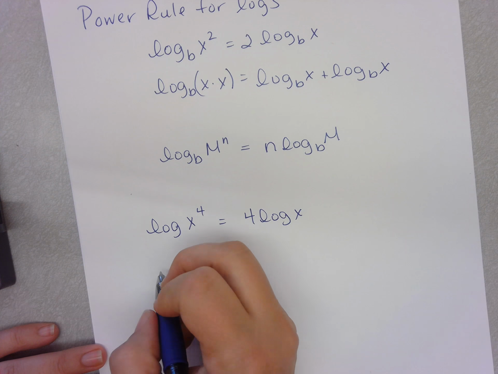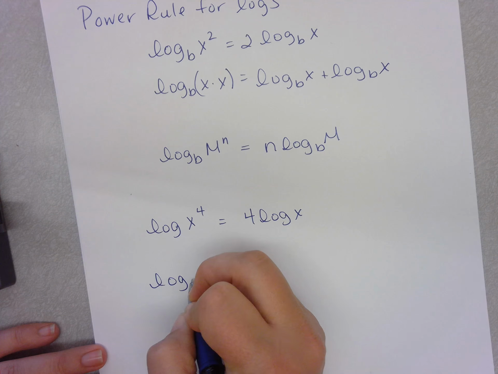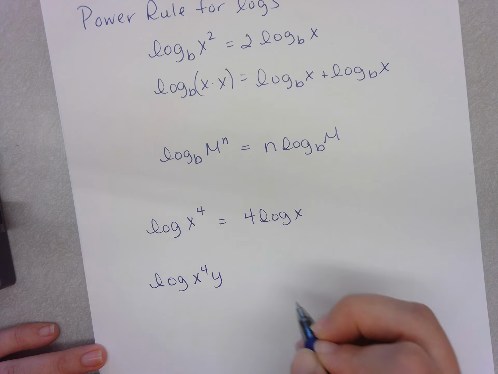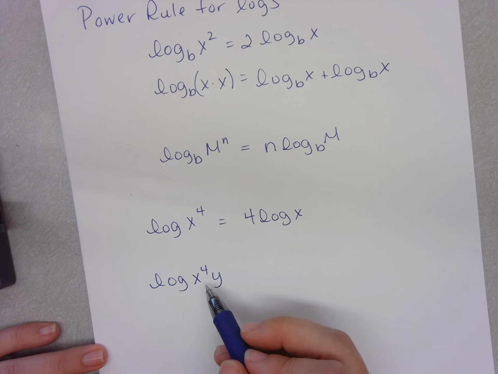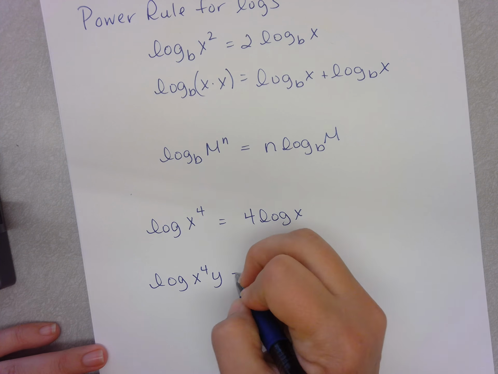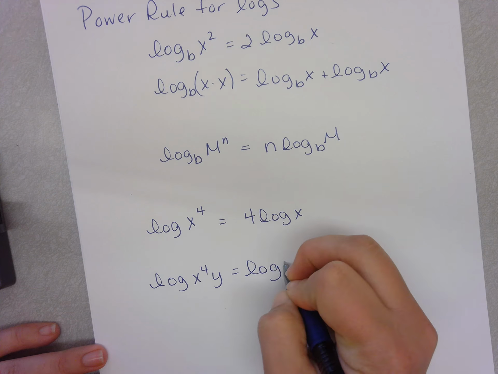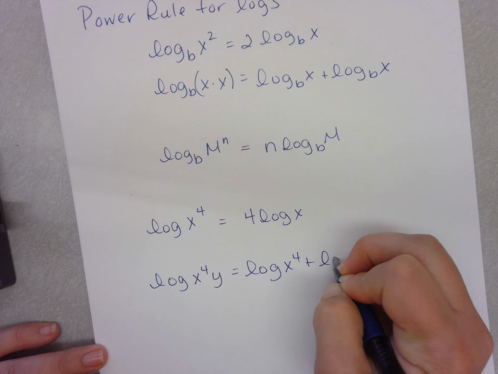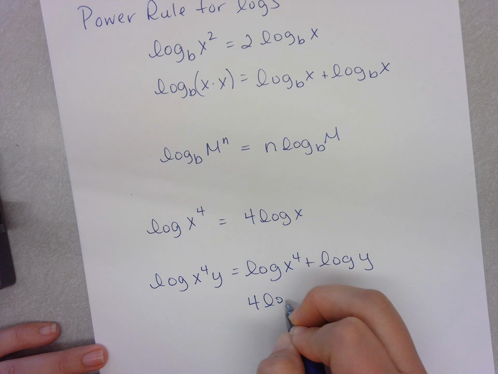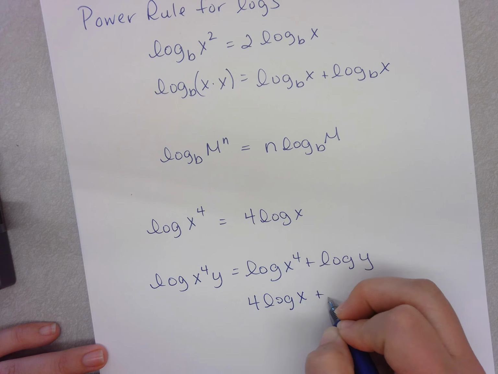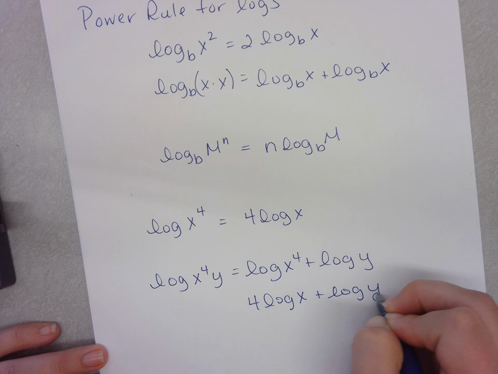Now, I do need to be a little bit careful. So if I have the log of x to the 4th times y, then I need to break these apart before I bring the 4 down, because the 4 only applies to the x, and not the y. So I would first want to write this as a product, and then in my last step bring the 4 in front. So this is 4 log of x plus log of y, and that's its full expansion.